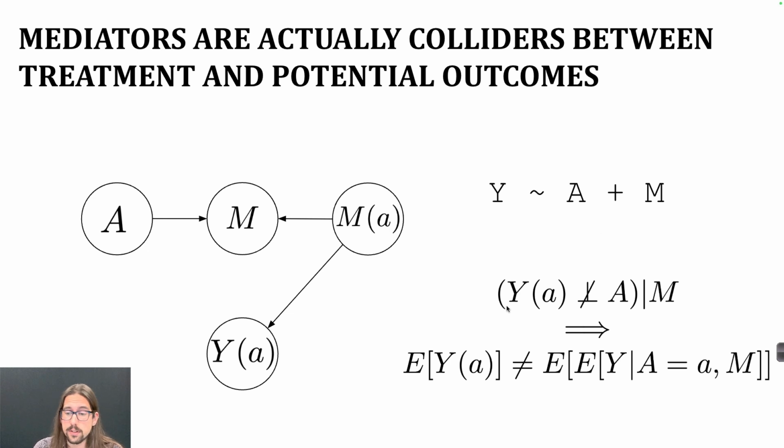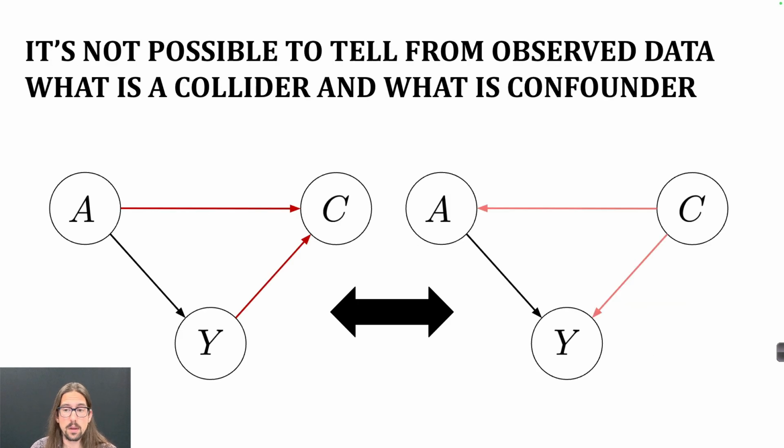So effectively, if I have my linear regression and I put M into the model, what I'm trying to do is condition on M. I'm trying to get the conditional expectation. This regression model is going after the conditional expectation of Y given A equals a and M. That's what I'm trying to estimate with this regression model. But this is not the same as the causal quantity. Why? Because this conditional independence does not hold. So mediators are actually colliders. Colliders are things you should not condition on if you're trying to estimate causal effects.